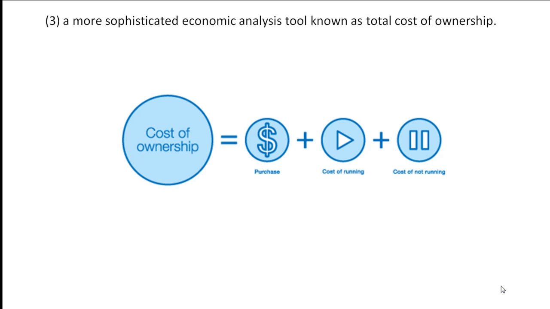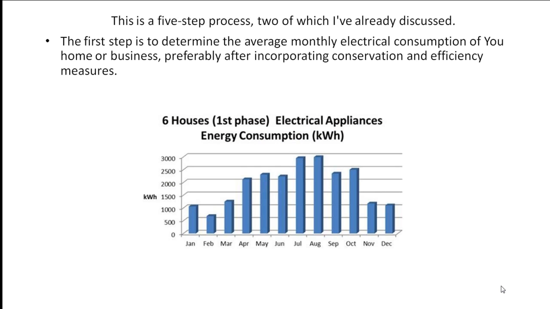Cost of electricity comparison. One of the simplest ways of analyzing the economic performance of a solar system is to compare the cost of electricity produced by a PV system to the cost of electricity from a conventional source such as the local utility. This is a 5-step process, 2 of which I have already discussed. The first step is to determine the average monthly electrical consumption of your home or business, preferably after incorporating conservation and efficiency measures.